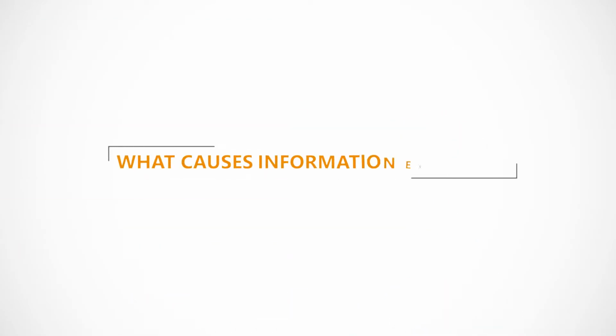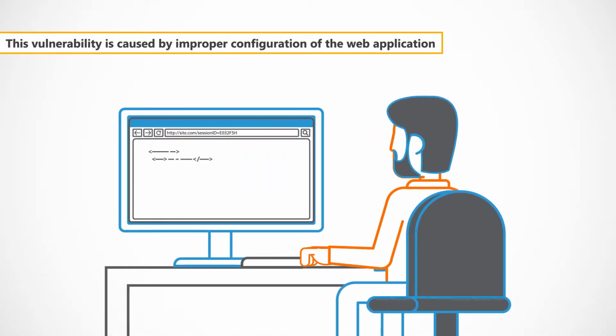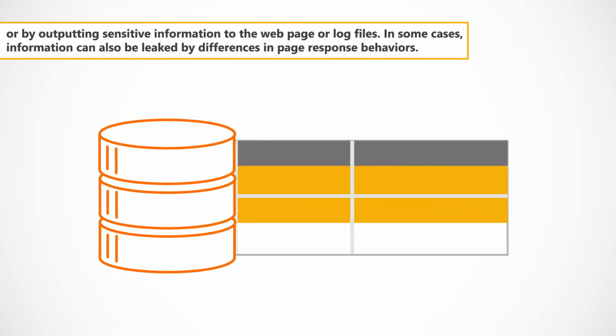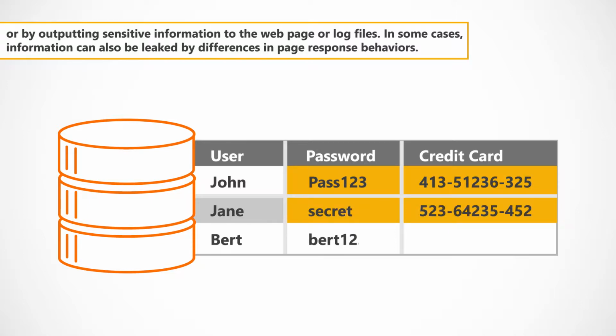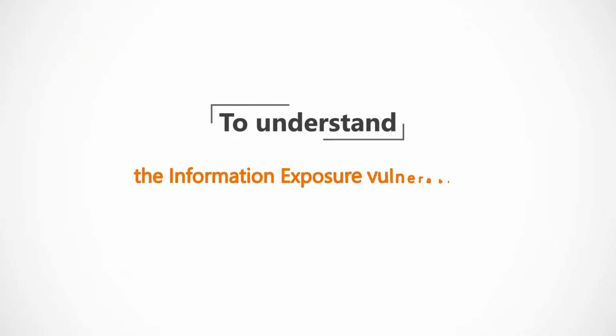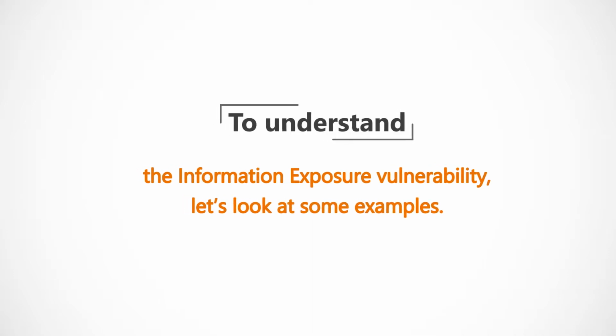What causes information exposure? This vulnerability is caused by improper configuration of the web application or by outputting sensitive information to the web page or log files. In some cases, information can also be leaked by differences in page response behaviors. To understand the information exposure vulnerability, let's look at some examples.